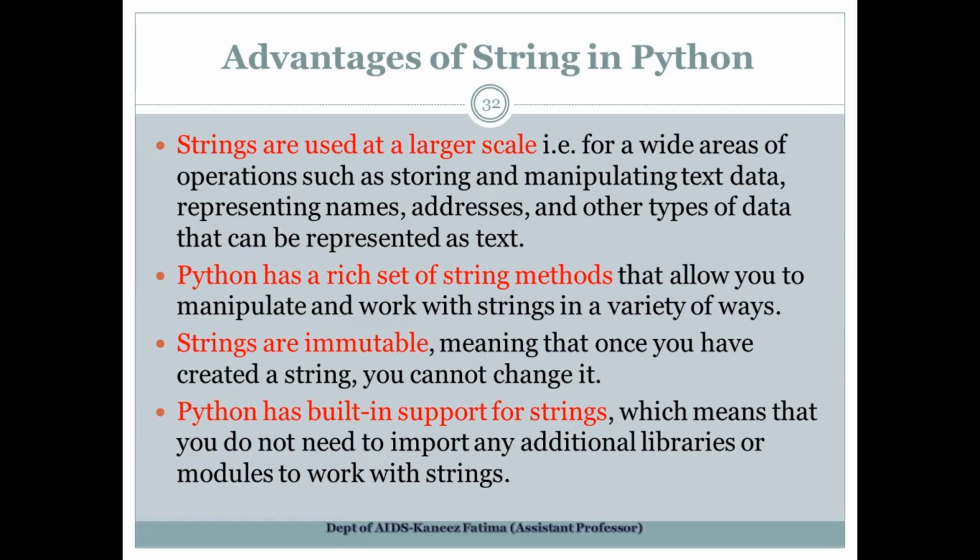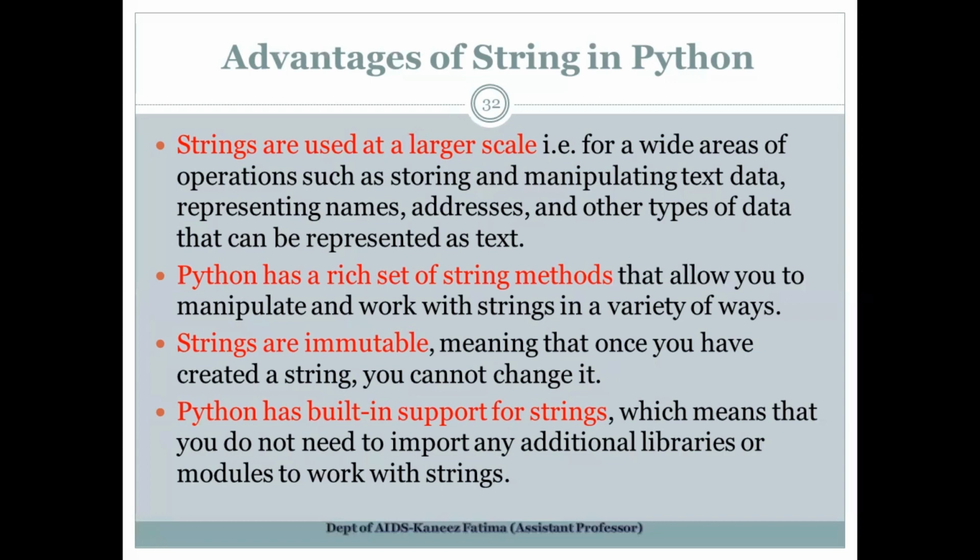After completing the various important concepts of strings, we'll have brief information on the advantages of strings in Python. Strings are used at a large scale, for a wide variety of operations, to manipulate text data representing names, addresses, and other types of information. Python has a rich set of string methods that allow you to manipulate and work with strings in a variety of ways, such as joining and formatting, using a backslash, whereas in different programming languages we can't perform multiple types of operations on strings.